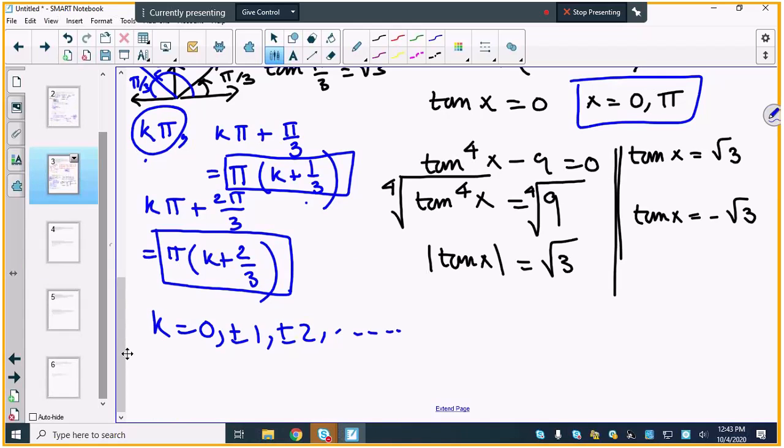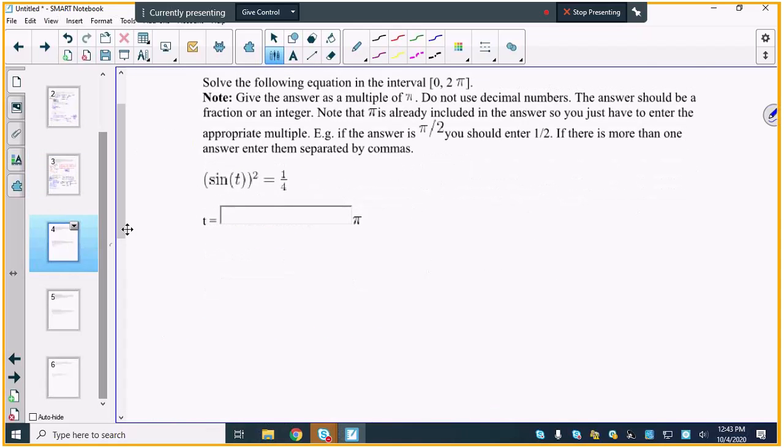Alrighty. Next page. Solve the following equation again between 0 and 2 pi, and this time sine t squared is 1/4. So simply take the square roots on both sides. You get absolute value of sine t equal to 1/2.